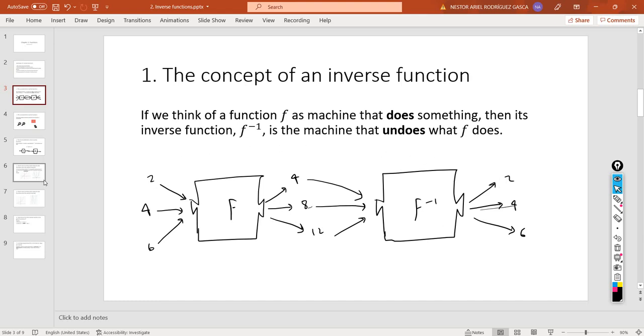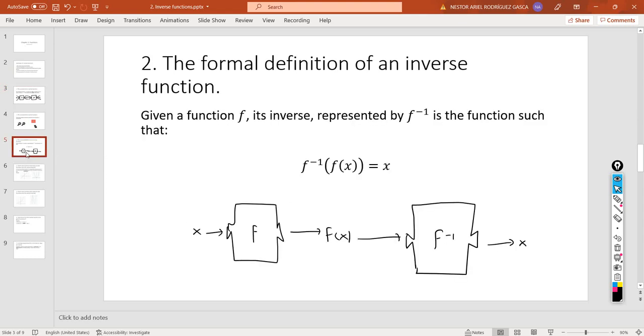Now let's translate this idea here in order to understand this equation. Well, here is f, here is f inverse. What is f doing? You give it the number x, and f will give you f of x, because that's what f does. This is the input, this is the output.